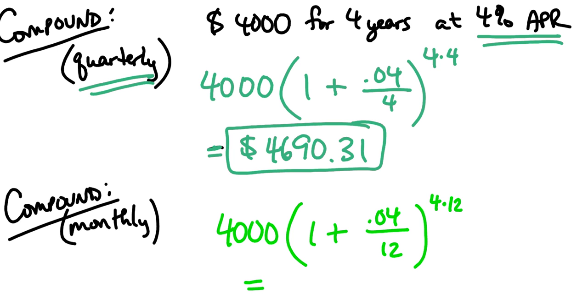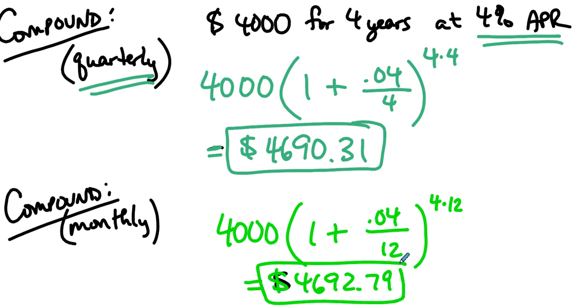How much is that? Well, that's only a little bit more money, $4,692.79, which is why most banks compound quarterly, because you don't get much more money if you compound every month. But there is a principle, and this principle is the more frequently you can compound, the more money there is to be made, even if ever so slightly.